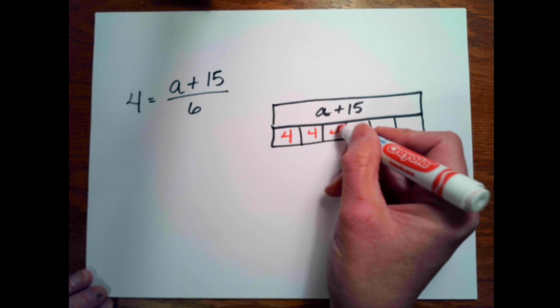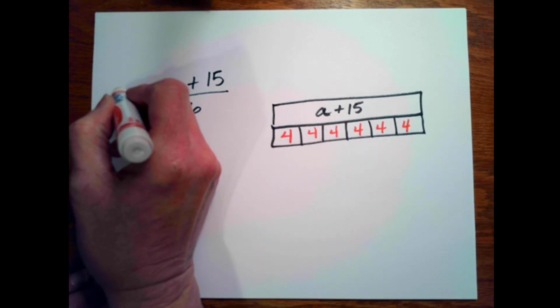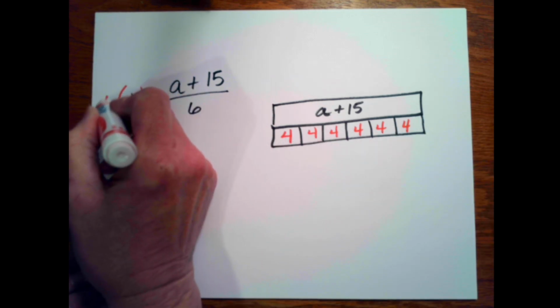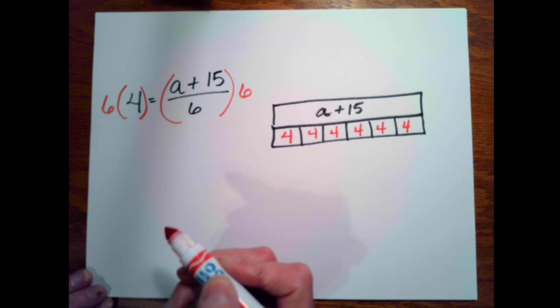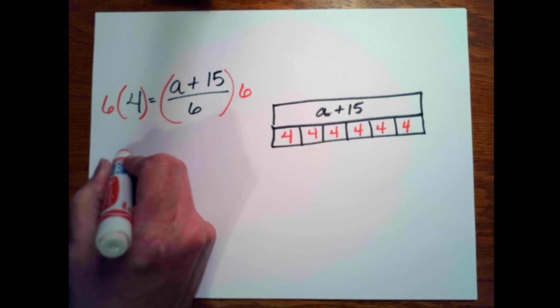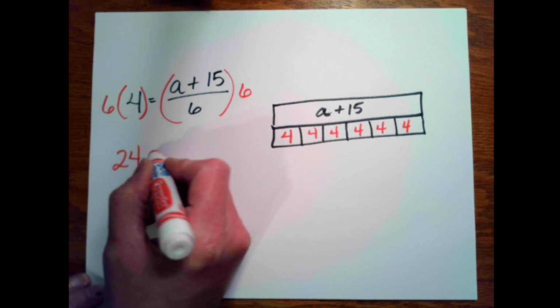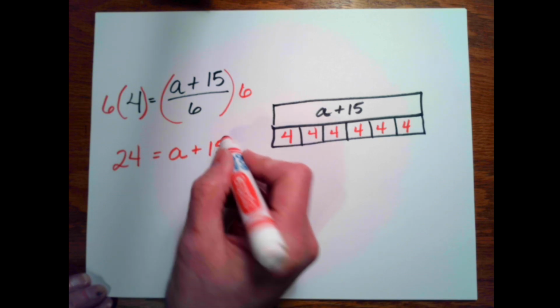Well, I know these are equal. So I just say, I'm going to multiply this 4 times 6. I'm going to multiply this whole equation times 6, or this expression. And now I know that A plus 15, or 24, is equal to A plus 15.